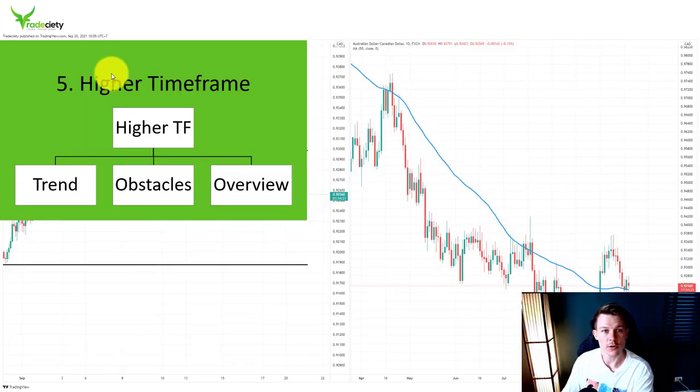Of course, we also need to take a look at our higher time frame. It's very important that before you get into a trade, you check your higher time frame and you want to look for general trends. What is the trending phase, the stage, what are obstacles, and generally you want to have a nice overview with your higher time frame analysis.